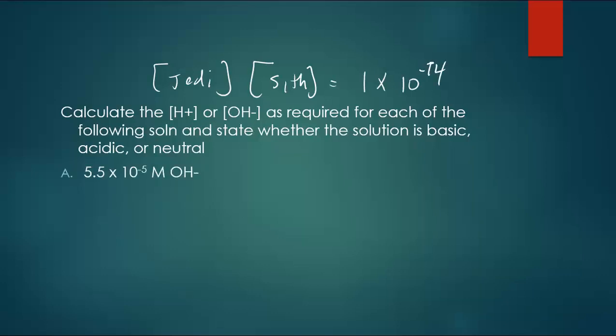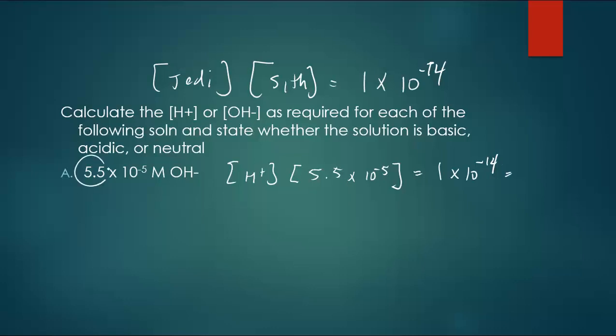Go. A. 5.5 times 10 to the negative 5th. Hydroxide. So hydrogen, don't know. Hydroxide is 5.5 times 10 to the negative 5th. But we know that together they must equal 1 times 10 to the negative 14th. Do some fancy schmancy algebra. It's neither fancy nor schmancy, is it? Let's try to be consistent.